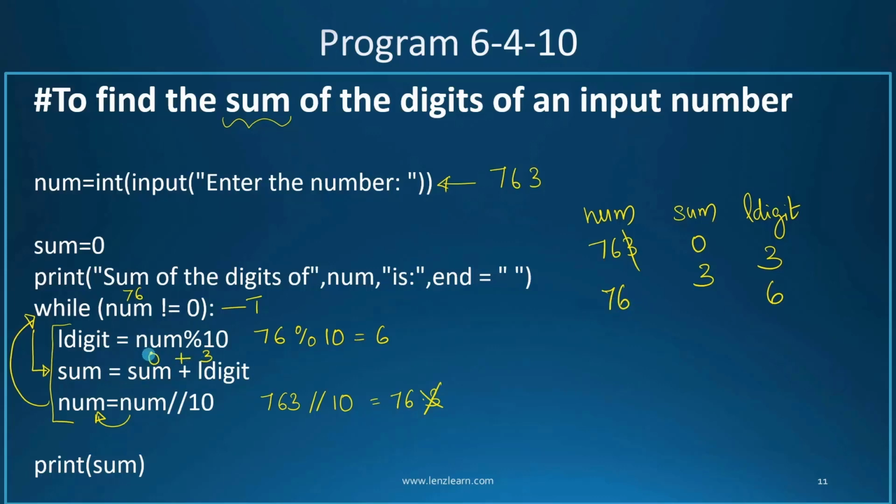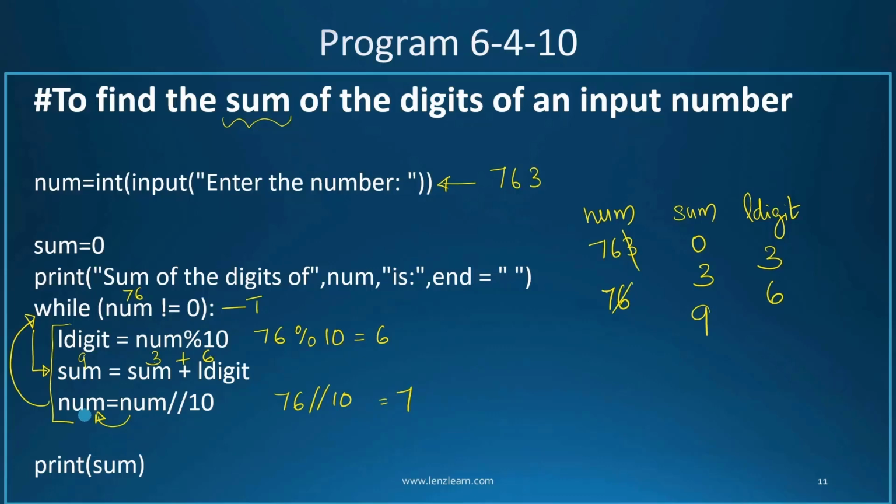Now after that, I will add the value of L digit to sum. So 6 plus 3, 9 will be loaded into sum. So right now sum has value 9. Now I have to remove this 6 from num. For that, I will do a floor division on num. So 76 floor divide by 10, the result is going to be 7.